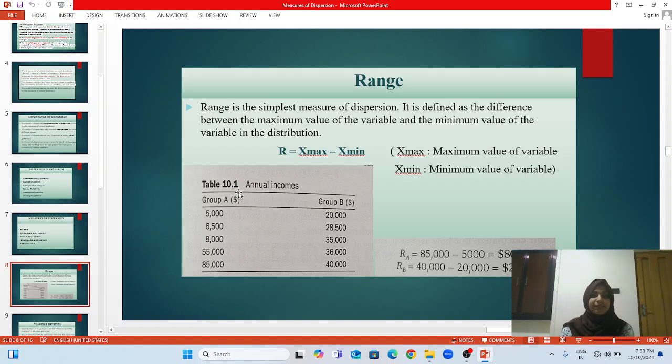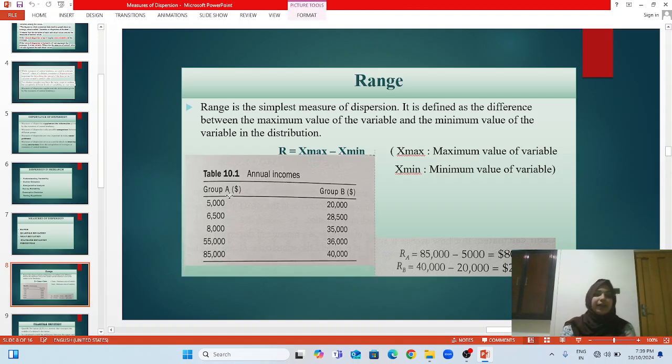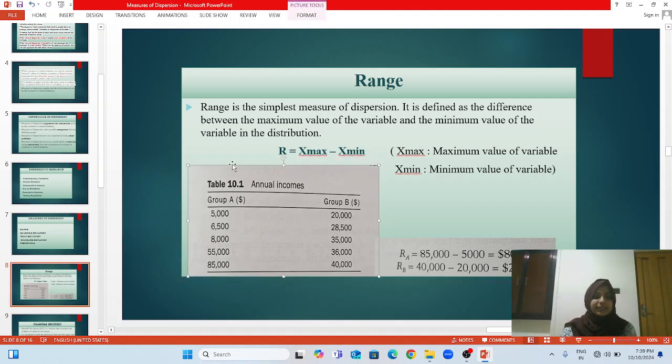So, let's consider the same example as we previously discussed. Group A, the highest value of x is 85,000 and the lowest value of x is 5,000. So the range of the group A income is 80,000. Similarly, we calculate the range of group B incomes with the equation x max minus x min. We get 40,000 minus 20,000, so the range is 20,000. The group B range is 20,000 and group A range is 80,000.